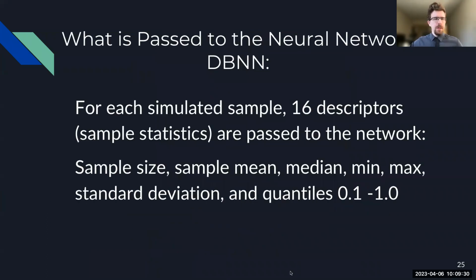Okay. So what are our neural networks actually looking at, right? What are we passing to them to learn from? And so for our descriptor-based neural network, or DBNN, as I'll acronym it, it is 16 descriptors, sample statistics that are passed to the network. So each sample we pass to it is broken down to 16 descriptors. Sample size is an N, sample mean, median, minimum value, maximum value, standard deviation, and quantiles 0.1 through 1. So the first to the 10th quantile.